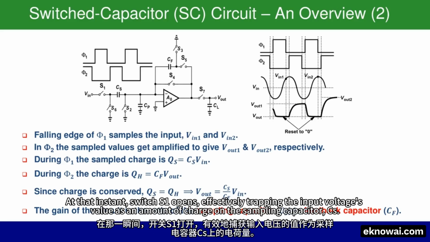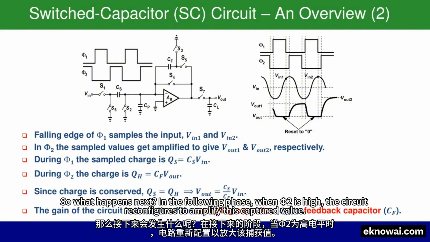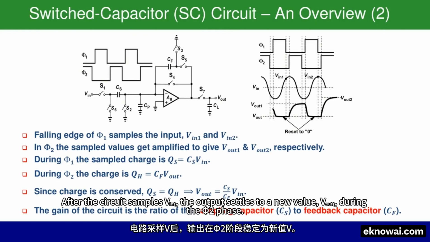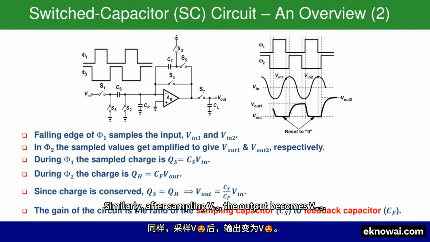At that instant, switch S1 opens, effectively trapping the input voltage's value as an amount of charge on the sampling capacitor, Cs. So what happens next? In the following phase, when phi2 is high, the circuit reconfigures to amplify this captured value. Look at the Vout waveform. After the circuit samples V1, the output settles to a new value, Vout1, during the phi2 phase. Similarly, after sampling V2, the output becomes Vout2.